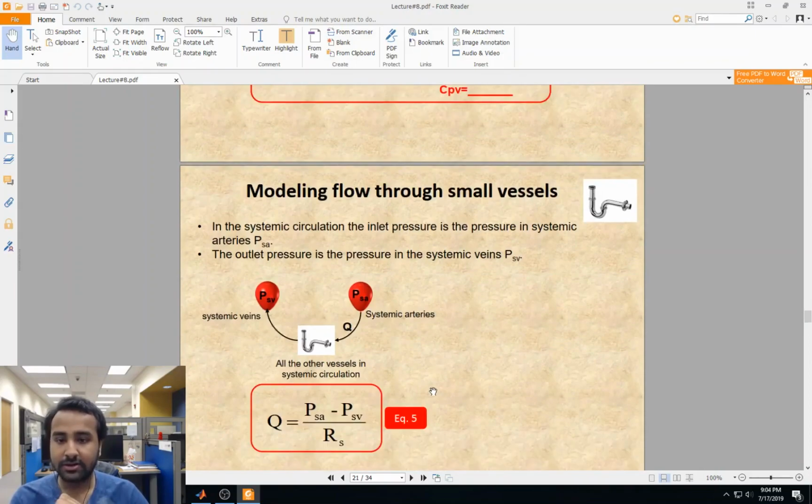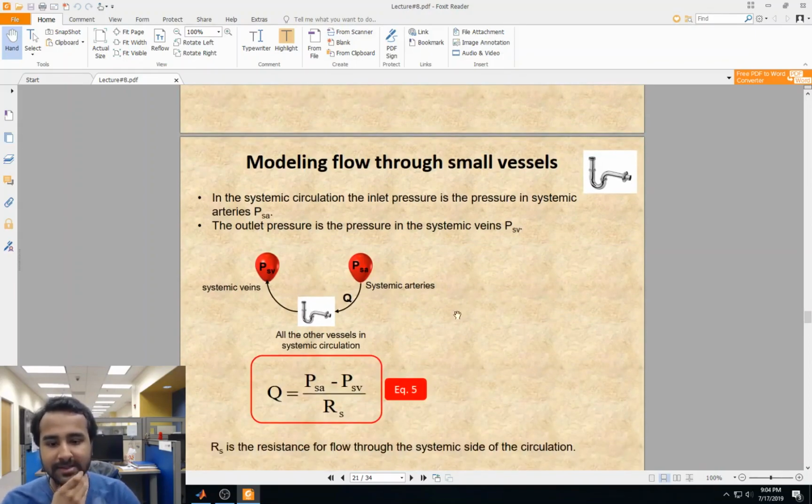So that's for the large arteries. Now what about the smaller ones? For small vessels, remember how I said we're gonna treat them like a pipe? So how would you measure what's going on in a pipe? The only thing we know for certain is when the pressure goes into the pipe on one end, so let's say the pressure in the systemic arteries goes in one end, the pressure that comes out in the systemic veins is going to be much less.